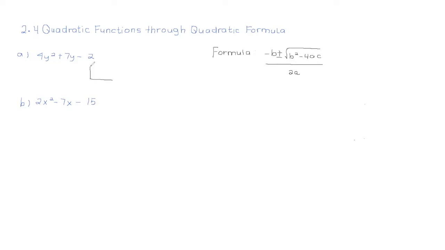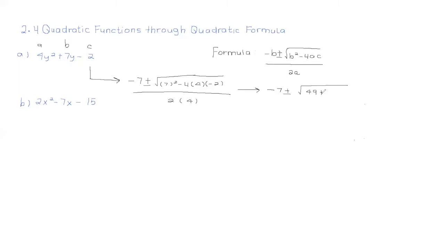For example A, we're going to be plugging in the a, b, and c variables into the formula. So the first step is the negative b variable, which would be negative 7, plus or minus the square root of b squared, which is 7 squared, minus 4 times the a variable, which is 4, times the c variable, which is negative 2. And that entire equation is over 2 times the a variable, which is 4.